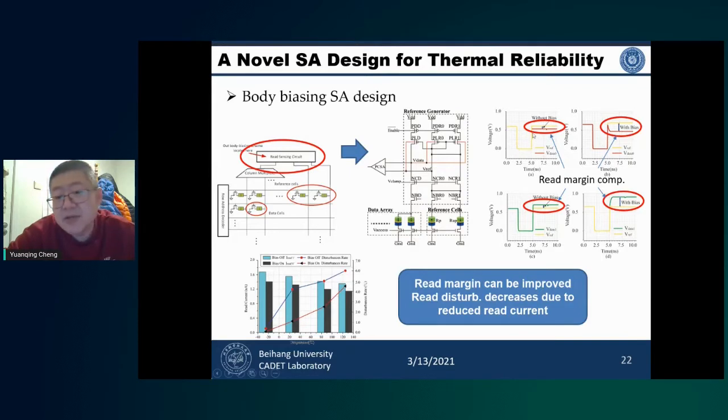The simulation results on the right of this slide clearly show that we can enlarge the sensing margin very effectively compared to the normal sensing amplifier design. From this evaluation result, we can also observe clearly in the left bottom figure that when we use the body biasing feedback sensing amplifier design, the error rate can be reduced effectively. It is because we can improve the read margin very effectively.